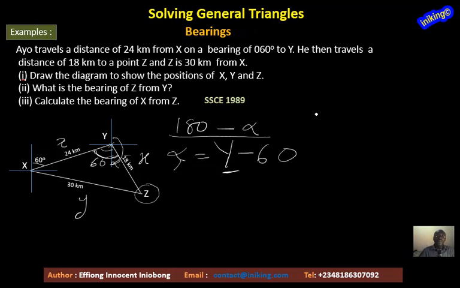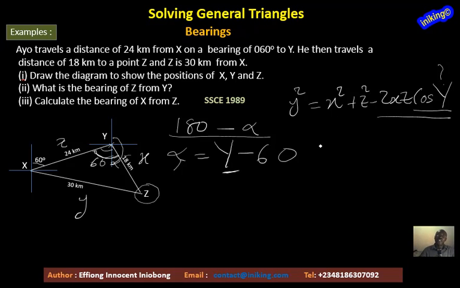Since I'm looking for angle Y, I develop an equation that has to do with Y. Y square, my cosine rule, will be X square plus Z square minus 2XZ, and then the cos of the angle facing that Y. And mind you, this is what I'm looking for. So what do we do? Let's make this the subject of the formula. I transfer the whole of this onto the right hand side. We have 2XZ cos Y equal to X square plus Z square.